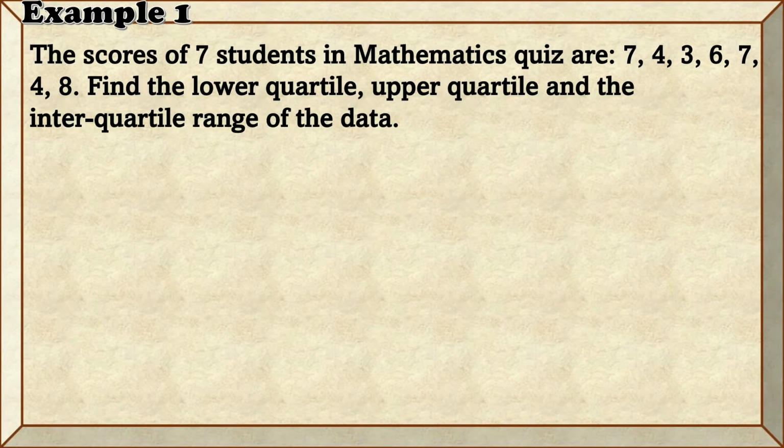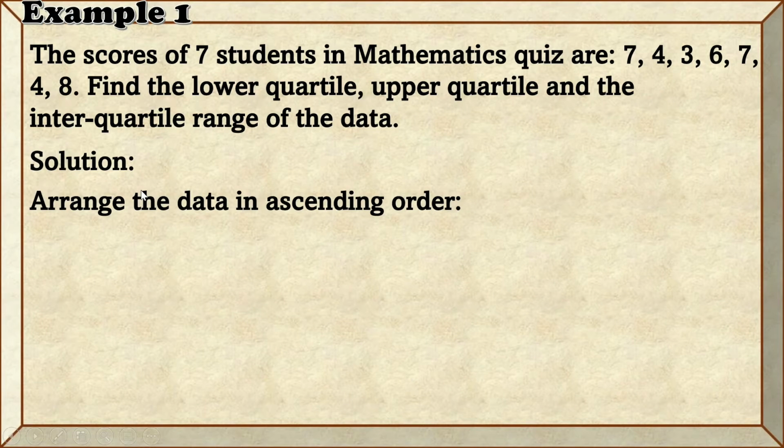Consider this example number 1. The scores of 7 students in a mathematics quiz are 7, 4, 3, 6, 7, 4, and 8. Find the lower quartile, upper quartile, and the interquartile range of the data. So the first thing we are going to do is arrange the data in ascending order. So pag sinabi natin ascending order, from lowest to highest.